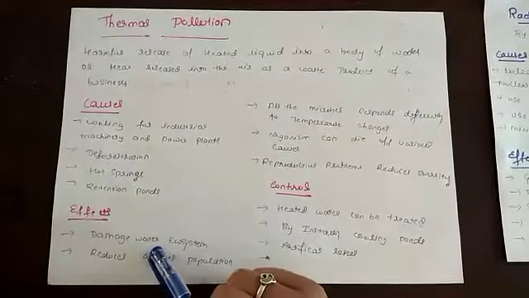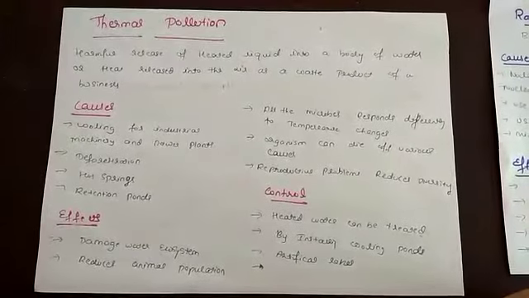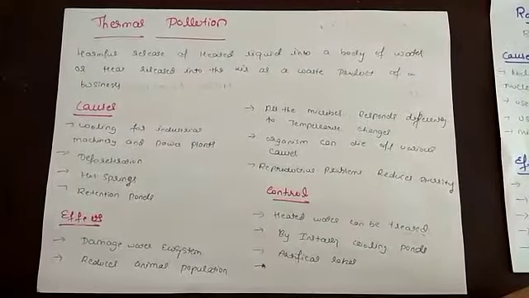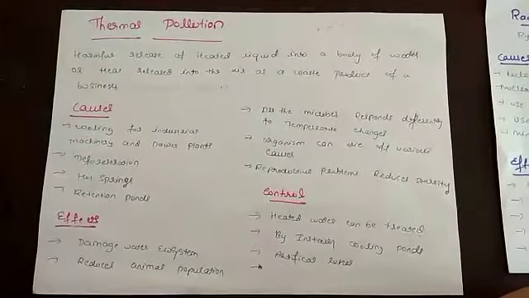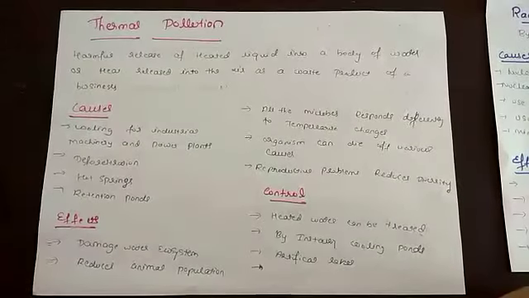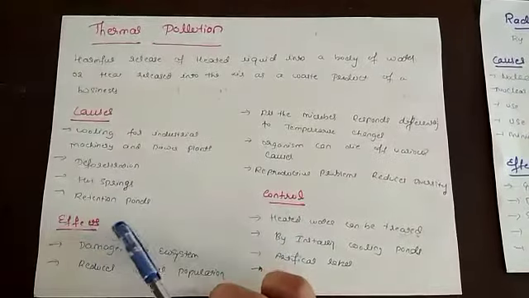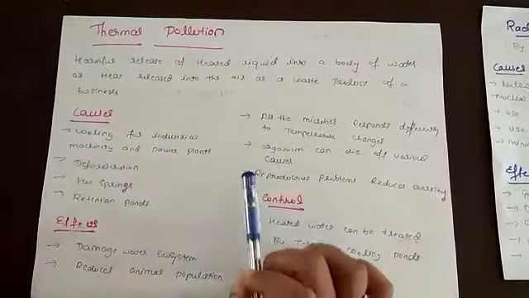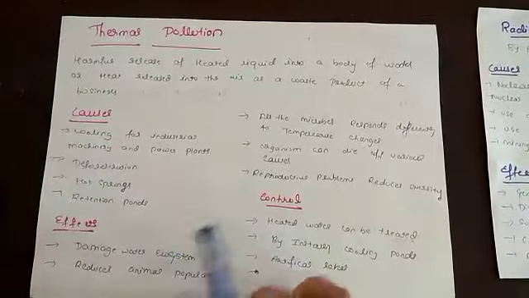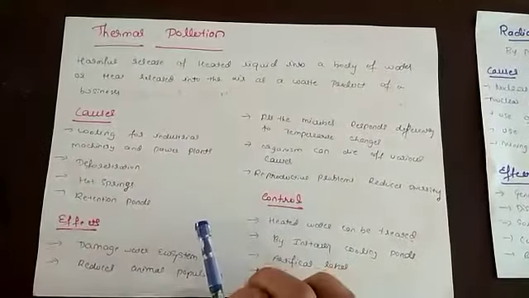Then what are the effects? It damages the water ecosystem, reduces the animal population, and microbes respond differently to temperature changes. Organisms can die of various causes, there are reproductive problems, and it reduces diversity. That means these effects affect the environment and the organisms present, and also reduce diversity.